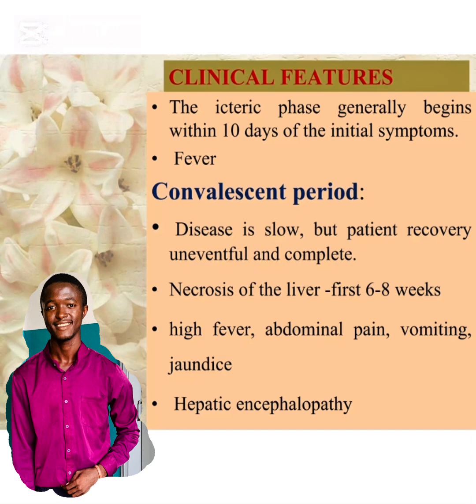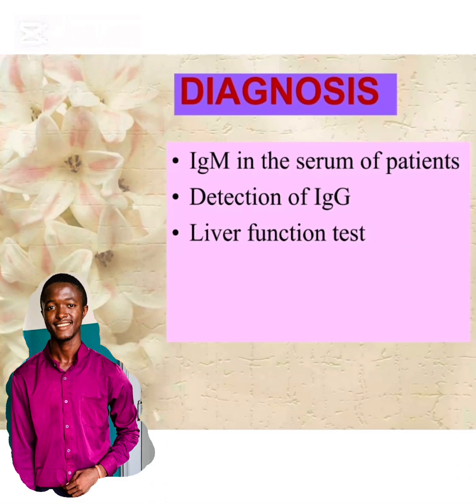After the icteric phase, we have the convalescent period, wherein the disease is slow but the patient's recovery is uneventful and complete. Of course, necrosis of the liver occurs in the first 6 to 8 weeks. High fever, abdominal pain, vomiting, jaundice. These are all the things that happen in the convalescence period.